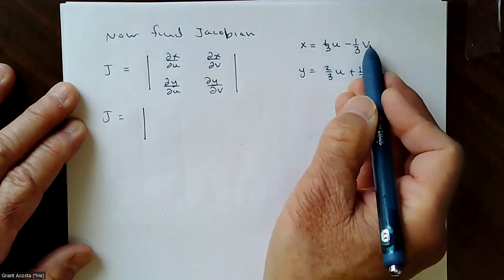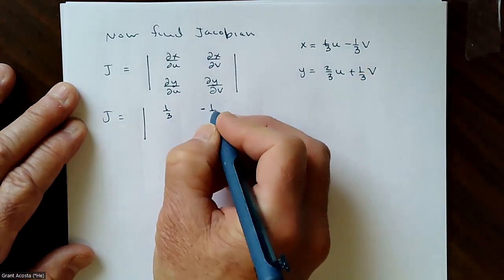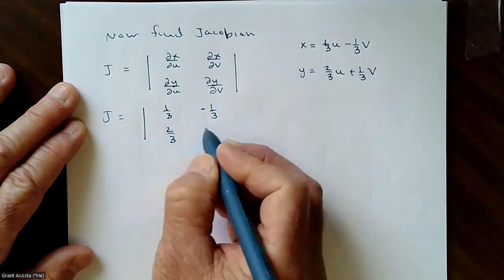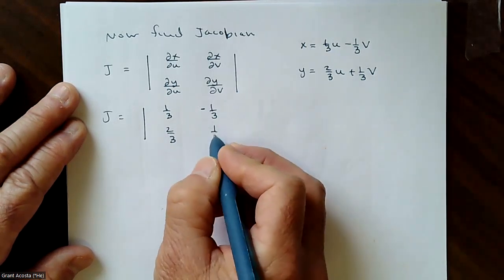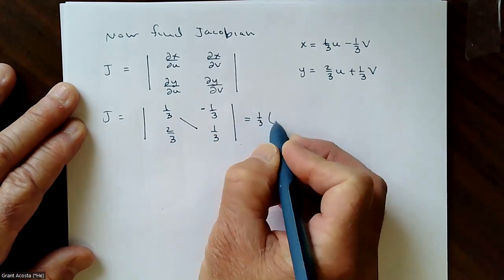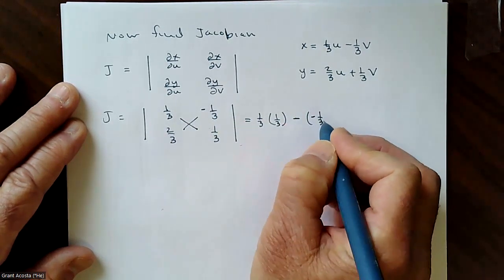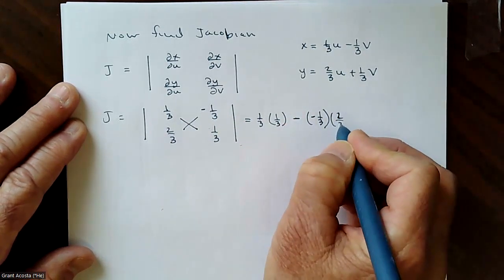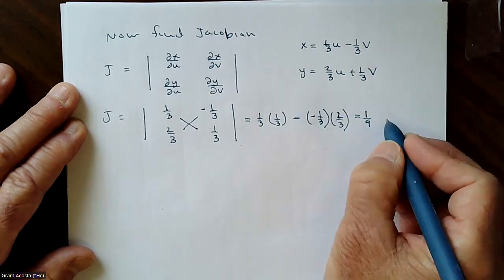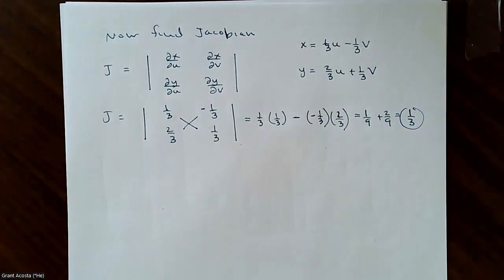Partial of x with respect to u, treating v as a constant, is just 1/3. Partial of x with respect to v is negative 1/3. Partial of y with respect to u, v's constant, is 2/3. And y with respect to v is 1/3. So my Jacobian is 1/3 times 1/3 minus the off diagonal negative 1/3 times 2/3. So that gives me 1/9 plus 2/9, 3/9, which is 1/3. That's my Jacobian.